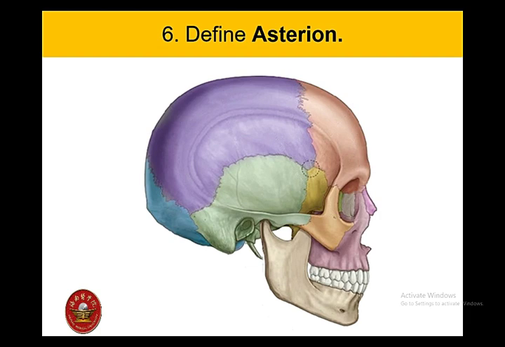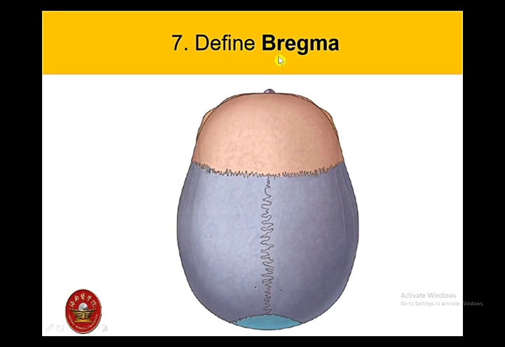The next question is the Asterion. Asterion is the point of junction of the three bones. In the lateral view we can see here the parietal, occipital, and the temporal bone joining together here. This point, the three interbones junction, is representing as Asterion. Next question is the defined Bregma.